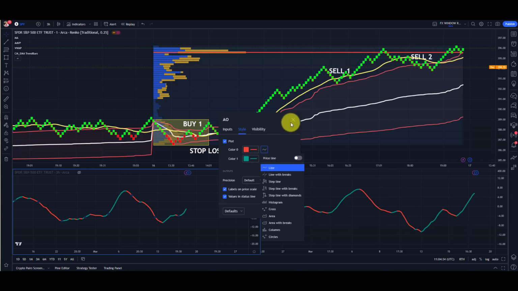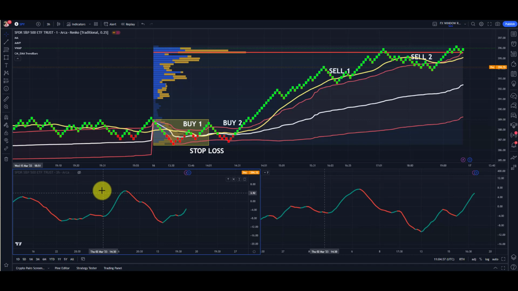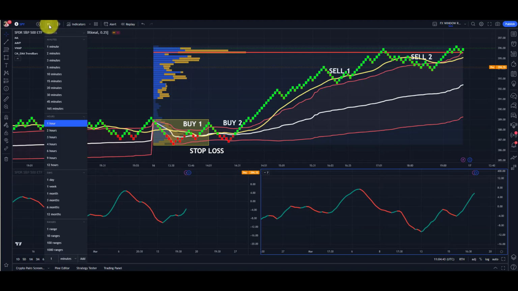it shows the greens and reds, the bulls and bears more clearly, and you just do that by clicking on the line there. Now, time wise, as you can see in the top there, 3 hours for the one on the left and 1 hour for the one on the right.